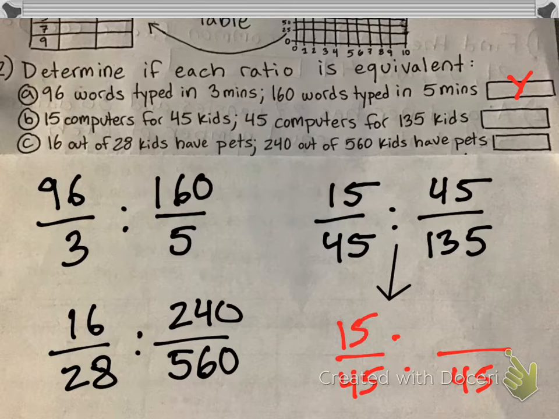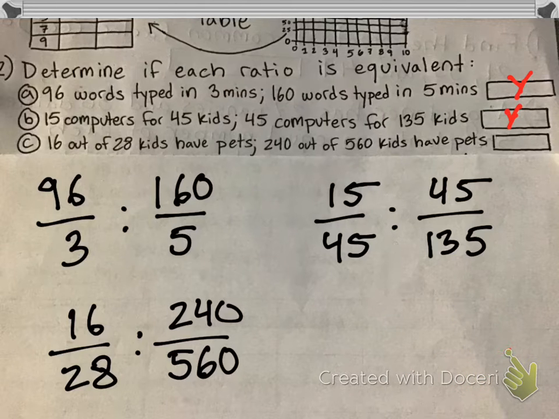This stays the same as 15. And what's 45 divided by 3? Who else can tell me? Yes, Rafi? 15. Are these two equivalent? Yes. Last one. So we're going to check our last one.